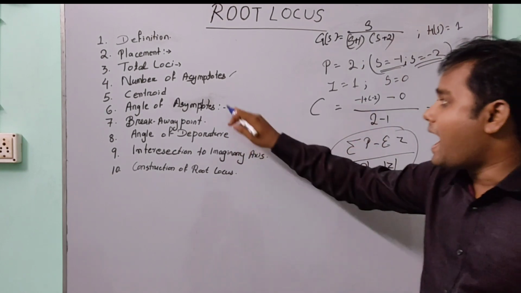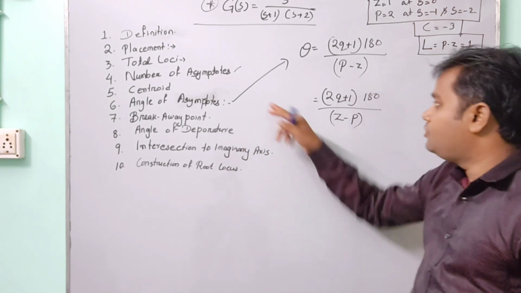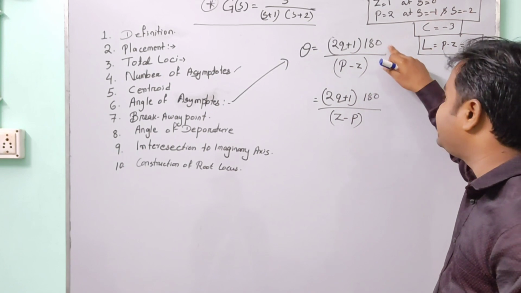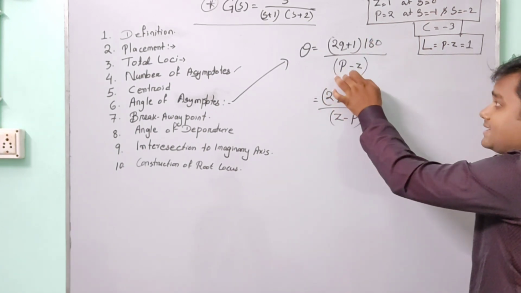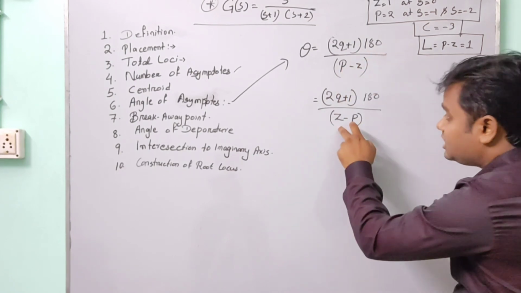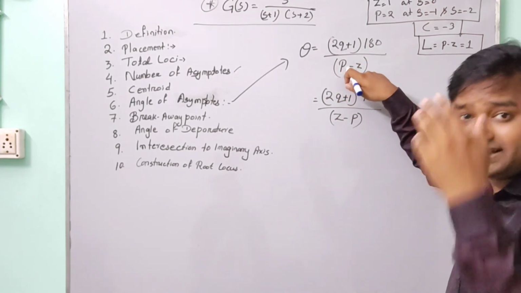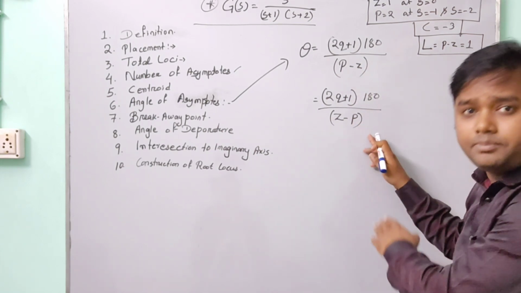Now we will go for the angle of asymptote. The formula for the angle of asymptote is theta equals (2q plus 1) into 180 degrees divided by p minus z. It has another formula, in which instead of p minus z, I can put z minus p. The first formula is applicable when the number of poles is greater than the number of zeros, and the other is applicable when the number of zeros is greater than the number of poles.